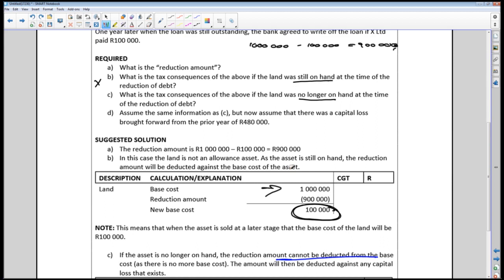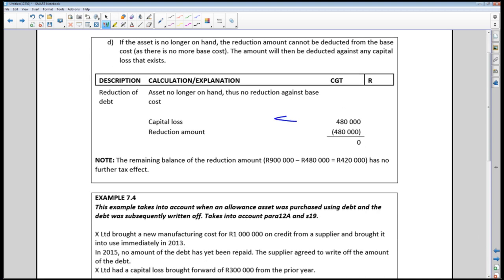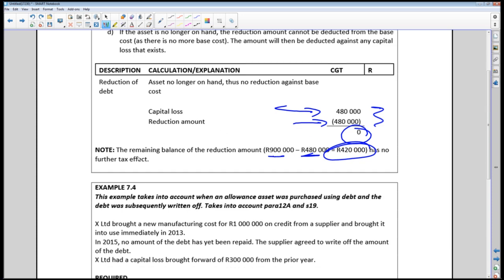But if you look at D, what happens if there was a capital loss of 480,000 rands? So basically what it means is our capital loss was 480,000. We have 900,000 rands to reduce it by. We can only reduce it down to 0, so now we don't have a capital loss anymore. The difference between the 900,000 and the 480,000 that we used above, the 420,000, there will be no further tax effect because it is an asset with no allowances on it.